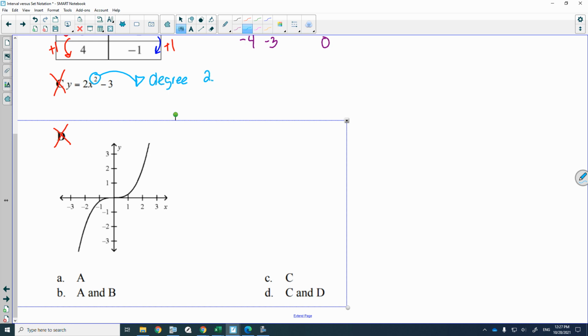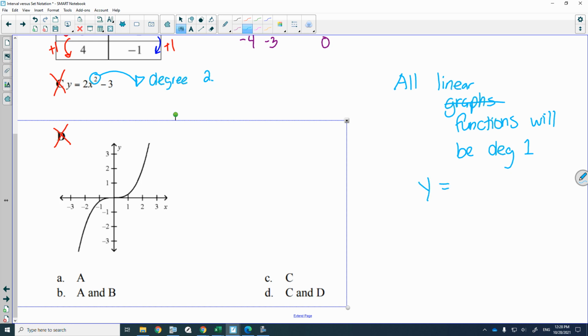And all linear graphs, so maybe you want to write this down, all linear graphs or functions will be a degree of 1. So for example, if you punch in on your calculator 3x plus 5, this is a first degree polynomial. It would be a straight line. Okay. Any degree 1, yes. If it's a degree 1, a first degree polynomial, they will be linear.